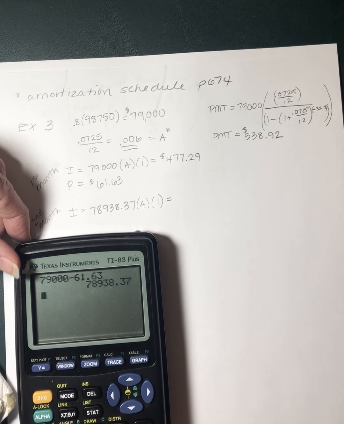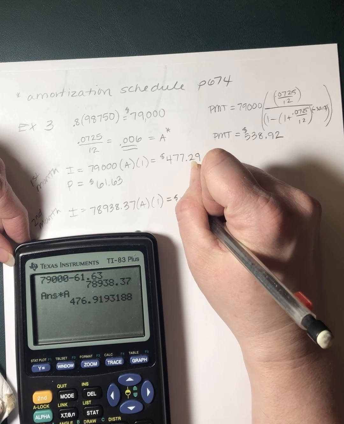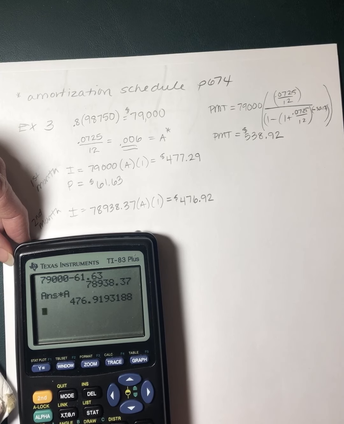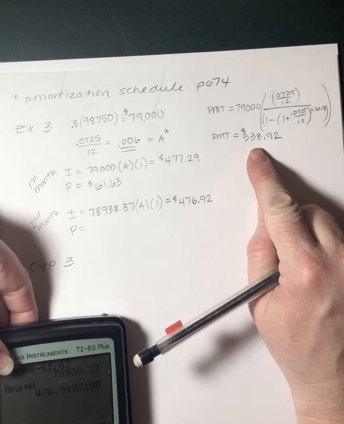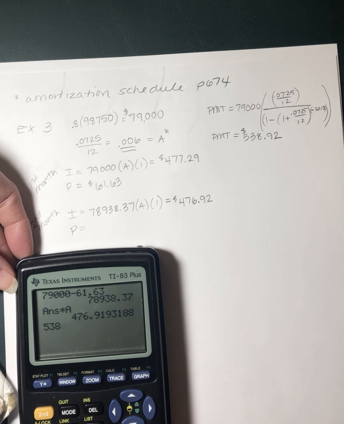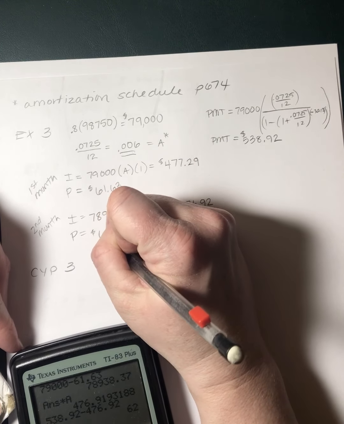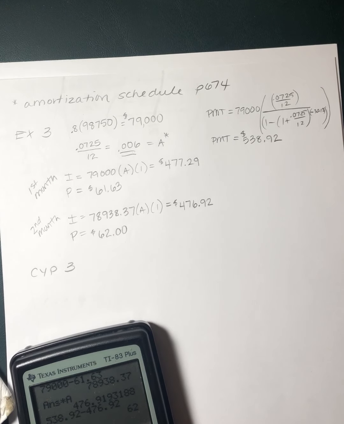And again, I'm still going to take it times that A times 1 month. And I already got this in my calculator, so I can just do times A. So second month, $476.92 goes towards interest. And then my principal, here's my payment again. So I'm going to take $538.92 minus $476.92. And so now I'm up to a whopping $62 that goes towards my principal.